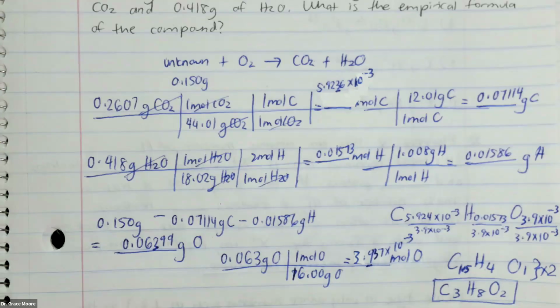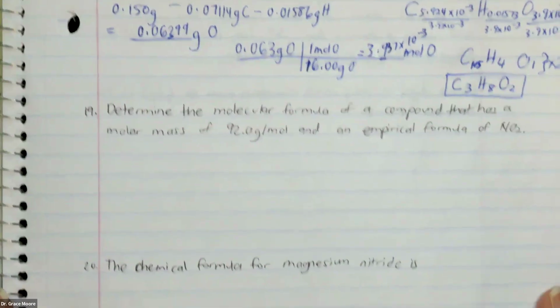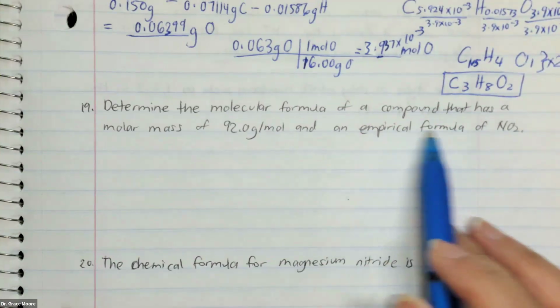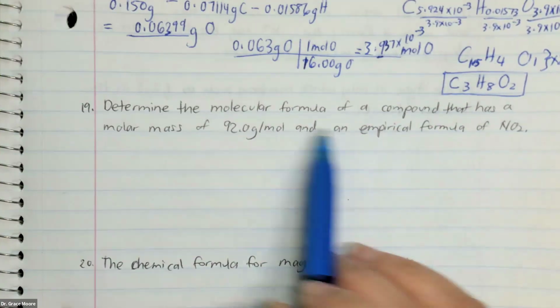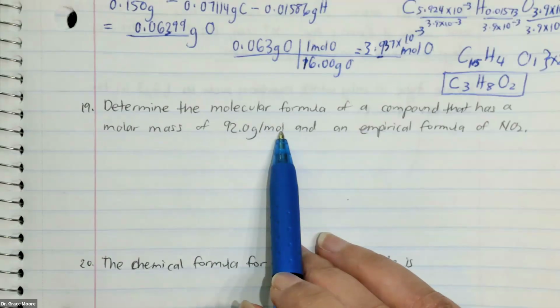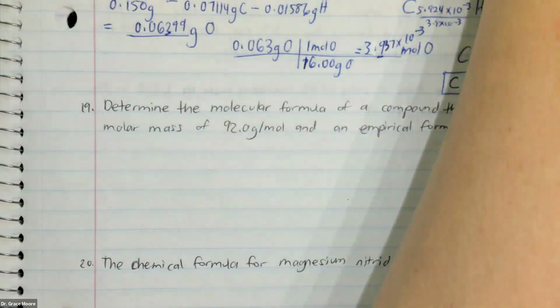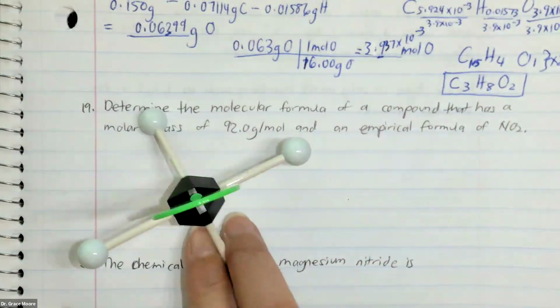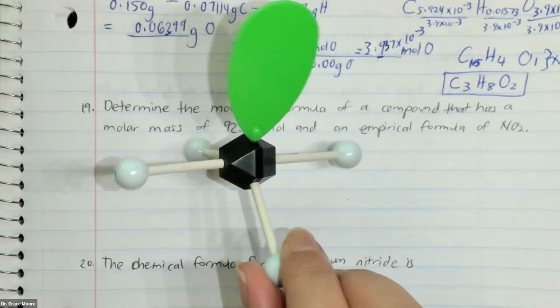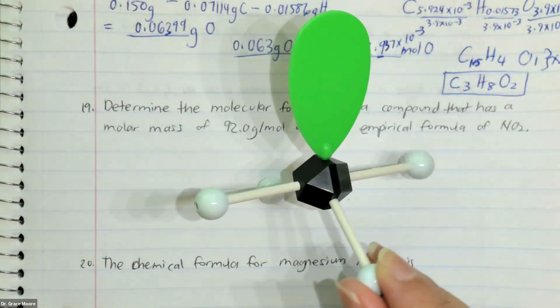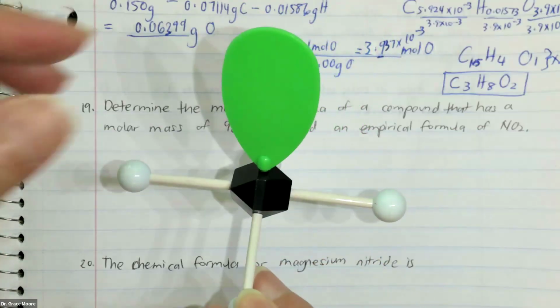Number 19 is going to talk about formula as well, but this one is molecular formula. To do molecular formula, you need to find the empirical formula first. In this case, it's given, and you need to have the molar mass. So before we solve this problem, I'm going to show you this cool model here. This is the model shape for a seesaw. You'll learn this later, but I want to show you why this is called a seesaw.